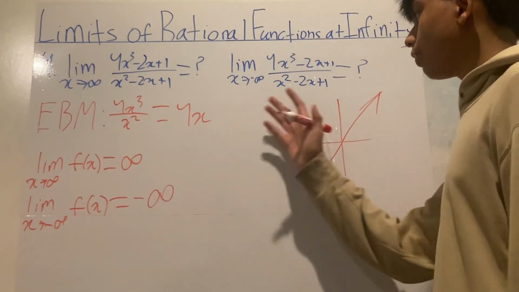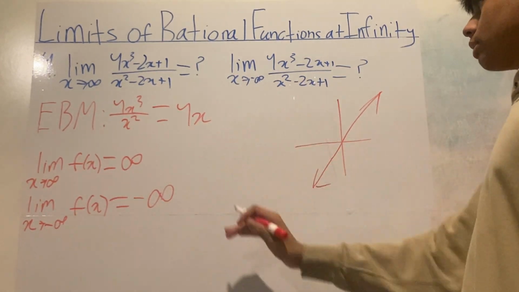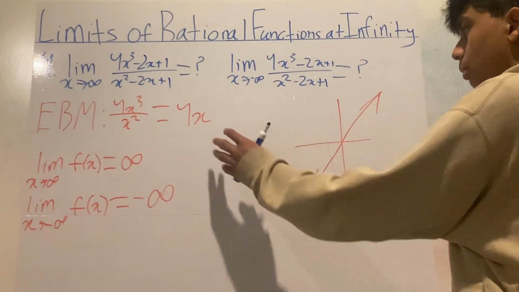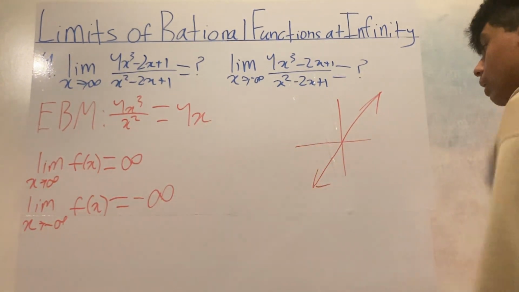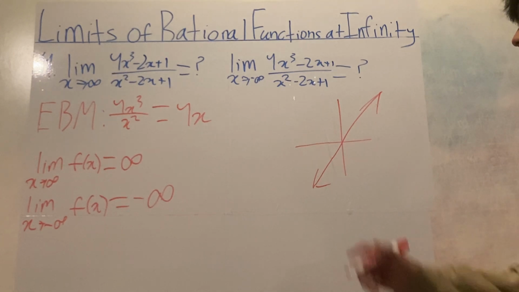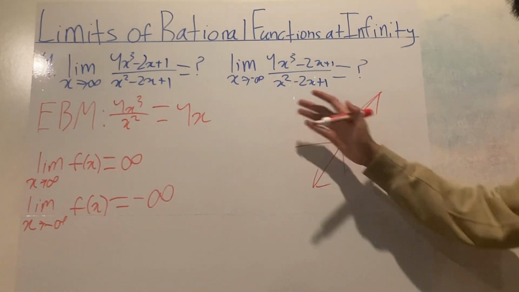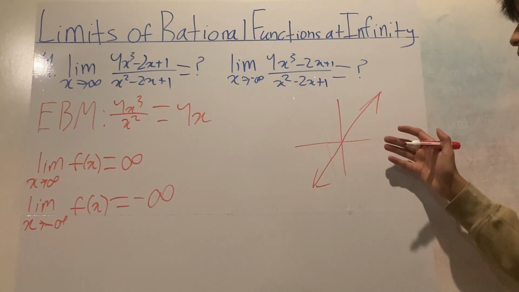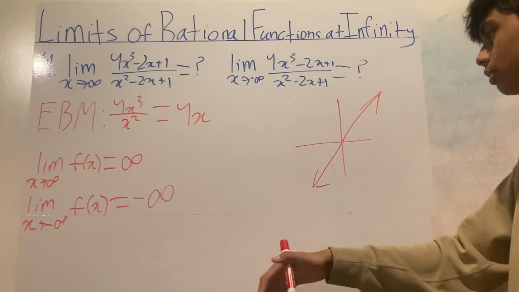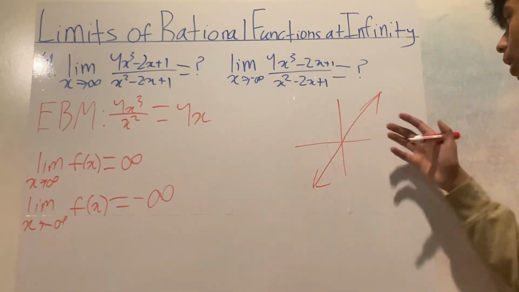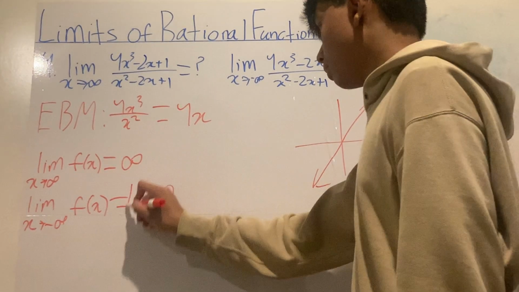So if you happen to forget your rules, just use the end behavior method, and it'll be a lot simpler. Most of the time it's going to be just a quadratic or just a linear equation like this, and you can just see where y gets to when x approaches infinity and where y goes to when x approaches negative infinity. So in this case, negative infinity goes to negative infinity, and positive infinity goes to positive infinity. So we can just box in our answers.